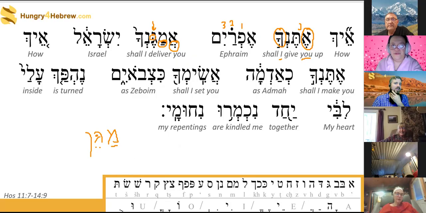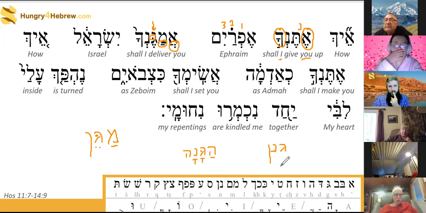I was under the impression that the mem at the front turned it into a noun. Has anyone ever heard of Haganah? Defense. I think this is how it's spelled. And if so, then that means the root would be Gimel Nun Nun. Please correct me if I'm wrong. Magen. Oh, Magencha.